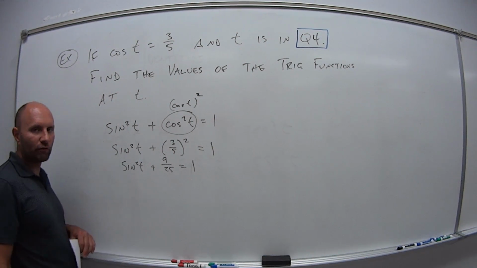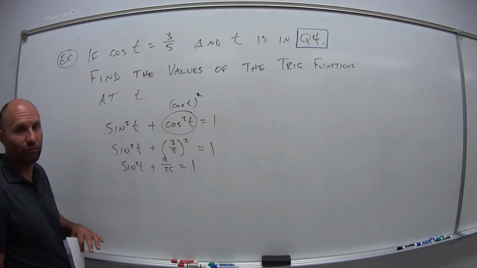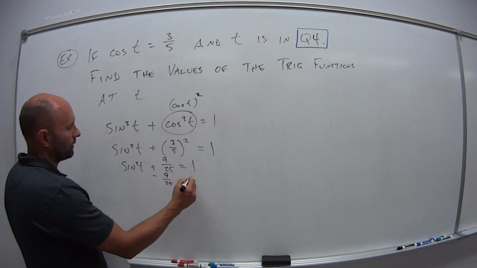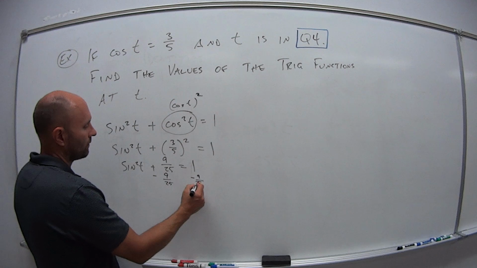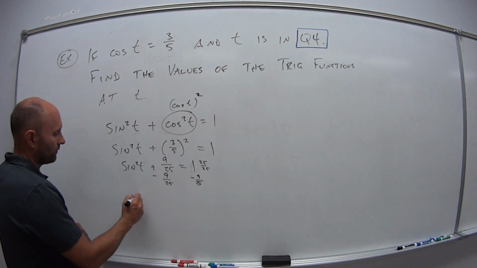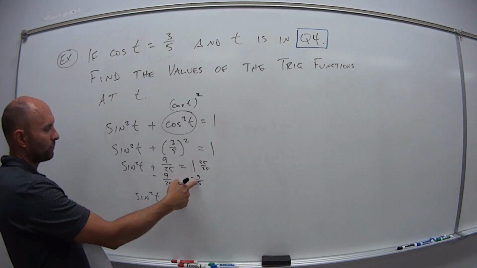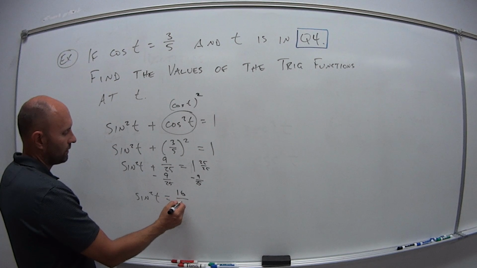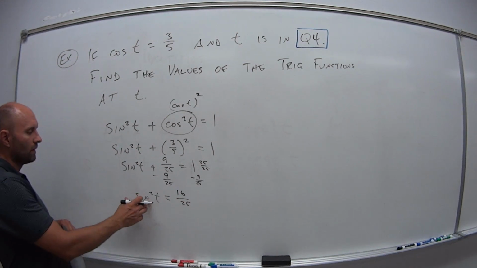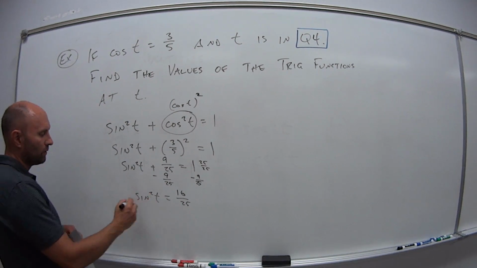This is where your fraction math is going to come in. Hopefully you're strong in fractions. If not, make sure you work on that so you don't lose points off of the fraction math. Here we're going to want to subtract 9/25 from both sides. And 1 is like 25/25. So this means we get sine squared of t equals 25/25 minus 9/25, which is 16/25.